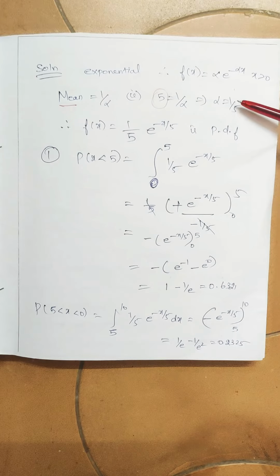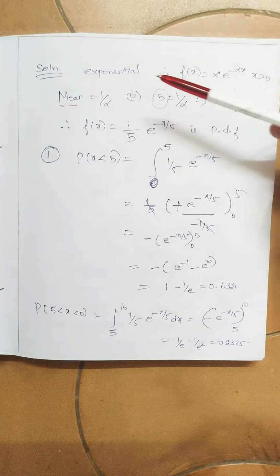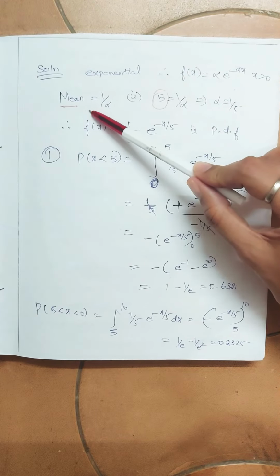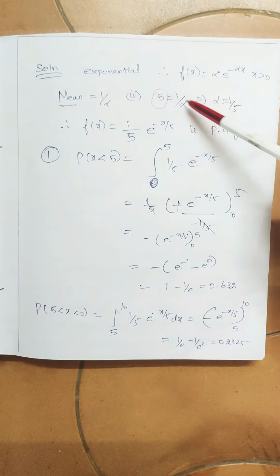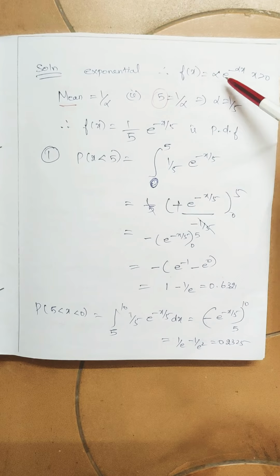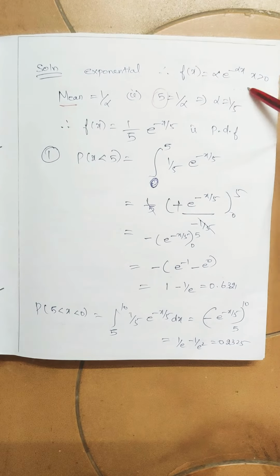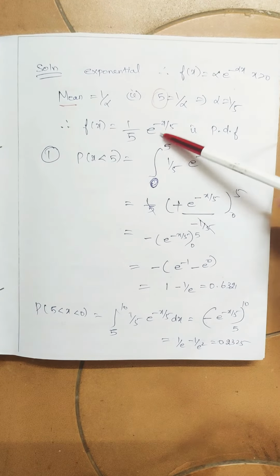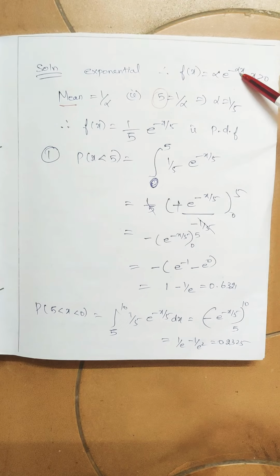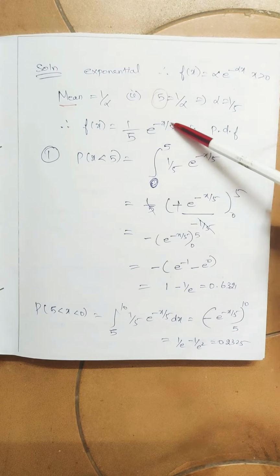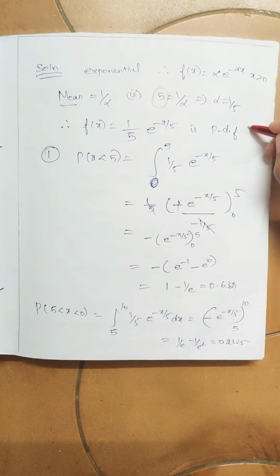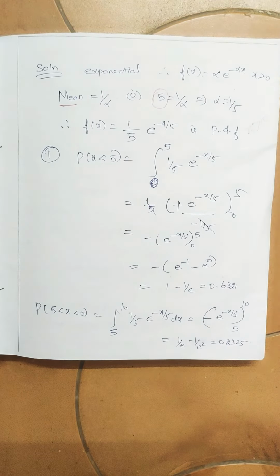The common mistake you make is taking alpha as 5. So mean in exponential distribution is 1 by alpha. So 1 by alpha is 5, alpha is 1 by 5. So you are going to replace alpha in the formula. So 1 by 5 e power minus alpha x, which is 1 by 5 into x, so minus x by 5. This is your probability density function. Of course, your x should be greater than 0.